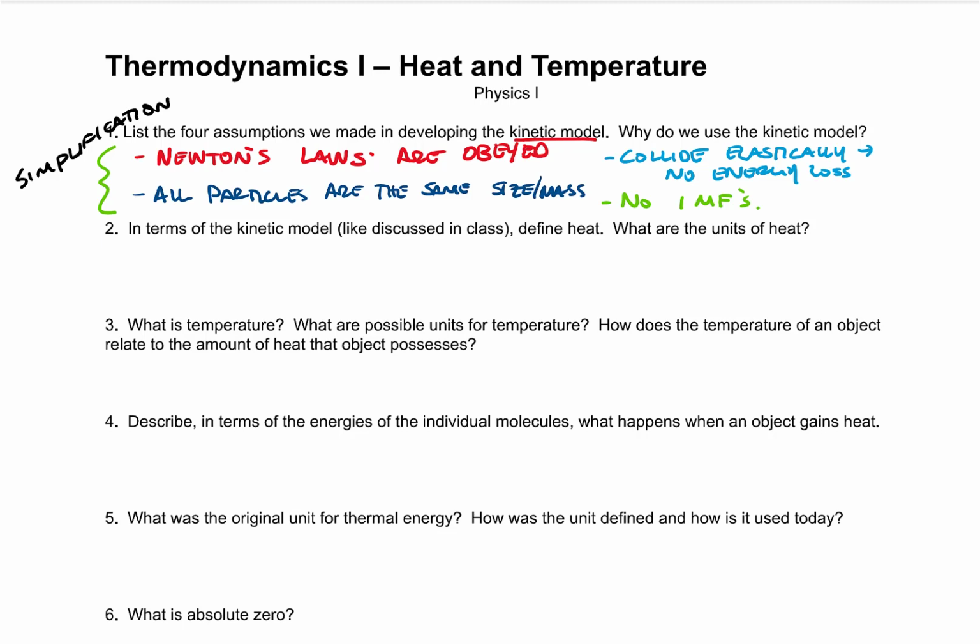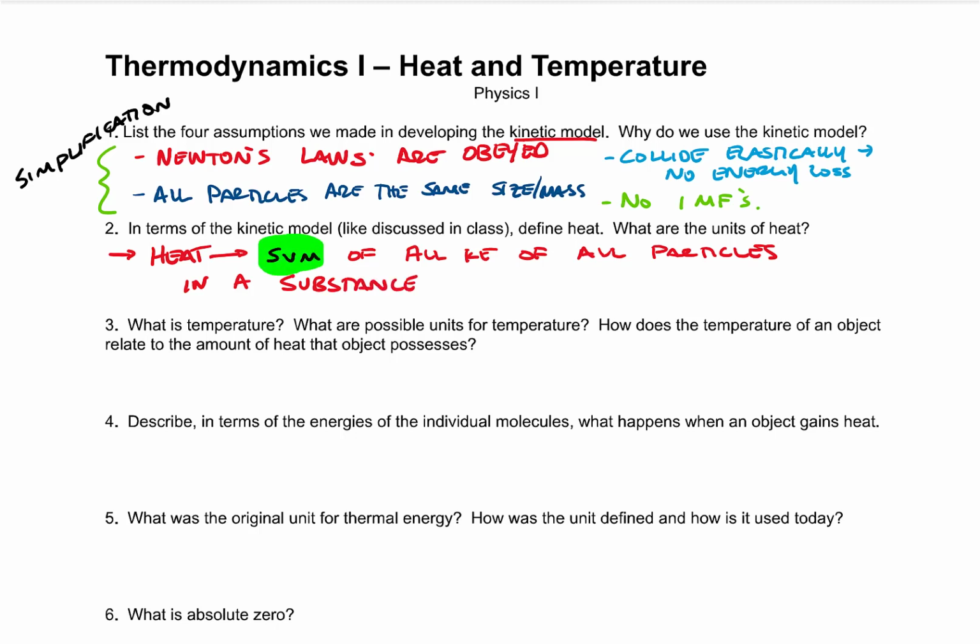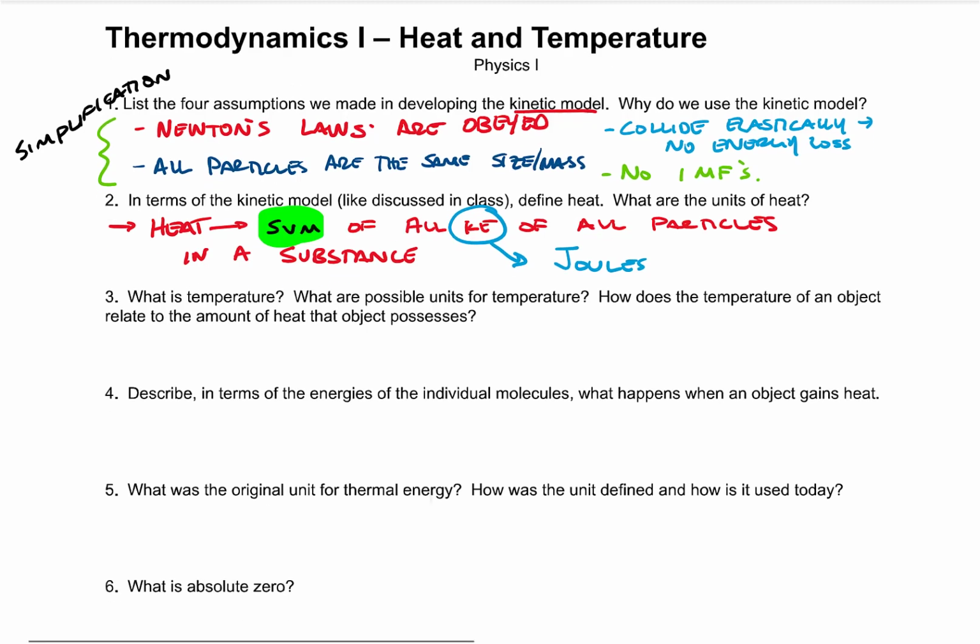So, in terms of the kinetic model, define heat. So heat, and this is the important part for heat, is the sum of all kinetic energies of all particles in a substance. So what's important is that heat is the sum. We're adding everything together when we talk about heat. And because heat is a type of kinetic energy, we're going to use joules as we talk about heat. But it's adding up all of the kinetic energy that we have in there.